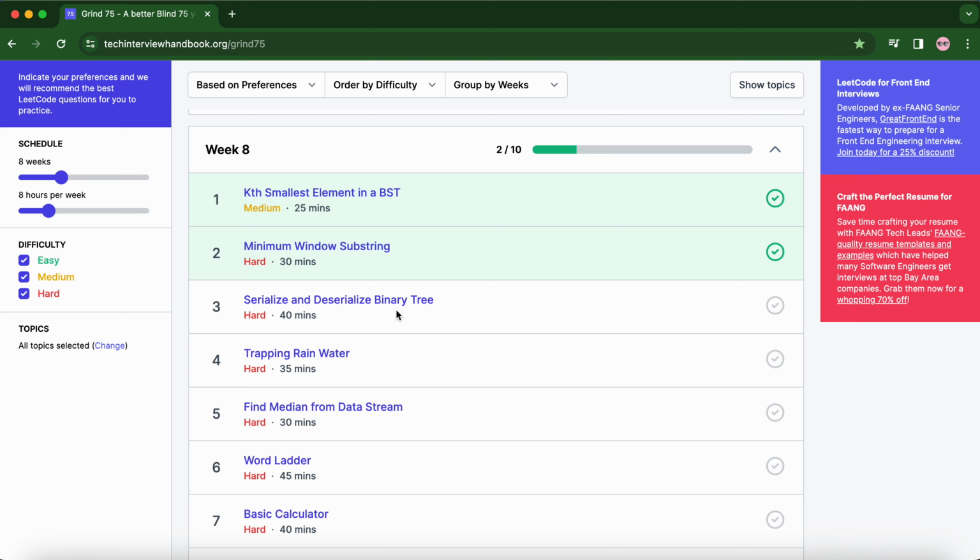So last time we solved the serialize and deserialize binary tree problem. You can find it in the list. We'll mark it checked. Let's start with trapping rainwater.